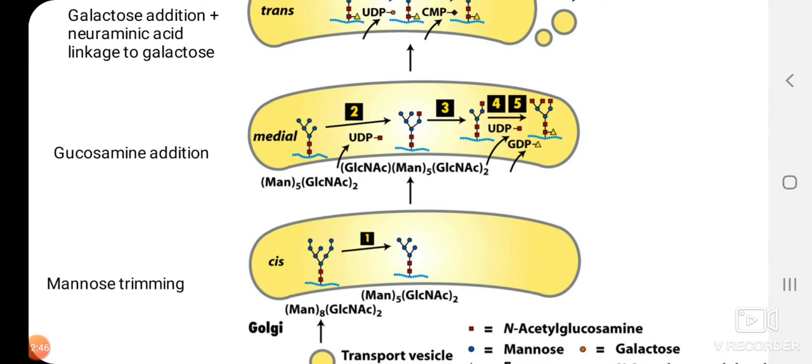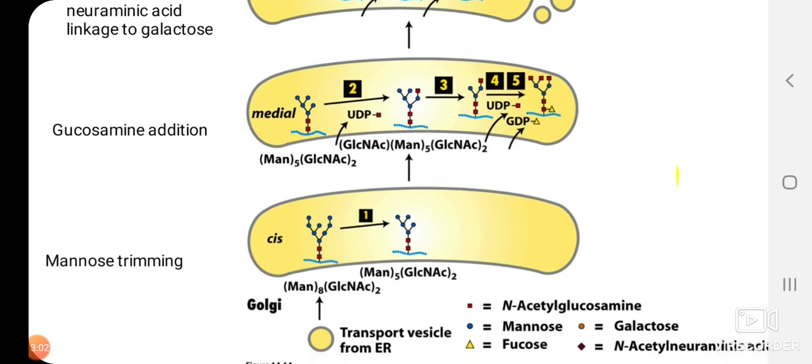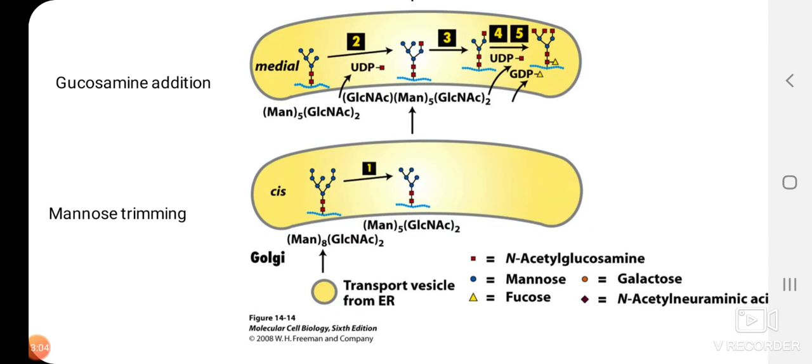There is cis Golgi, there is medial Golgi, there is trans Golgi. I will discuss the structures of each of these Golgi complexes separately. I will send that particular video to you. Here, in the cis Golgi, the transport vesicle from the endoplasmic reticulum, which is carrying the particular protein with the processed sugar tree, will get into this Golgi complex.